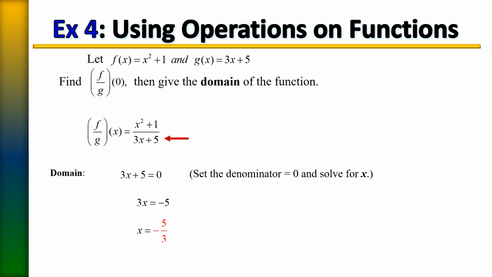So to write the domain, we would say that the domain of this function includes all real numbers except -5/3, because that is the number that would make it undefined. So that is restricted from the domain of this function. So to write it in interval notation form, we would say the domain includes all numbers from negative infinity to negative 5/3 and from negative 5/3, not including -5/3, all the way to positive infinity.